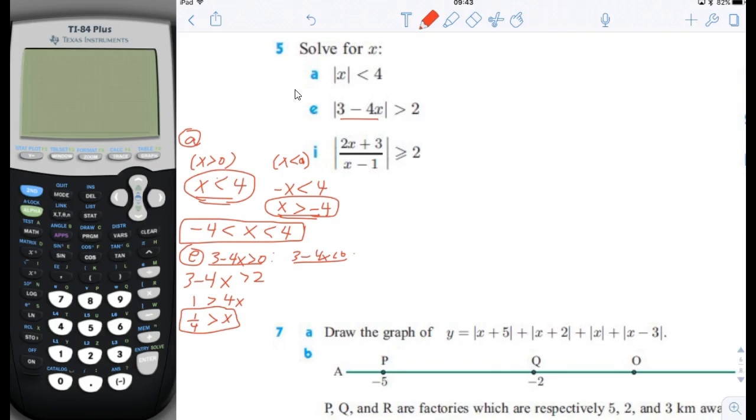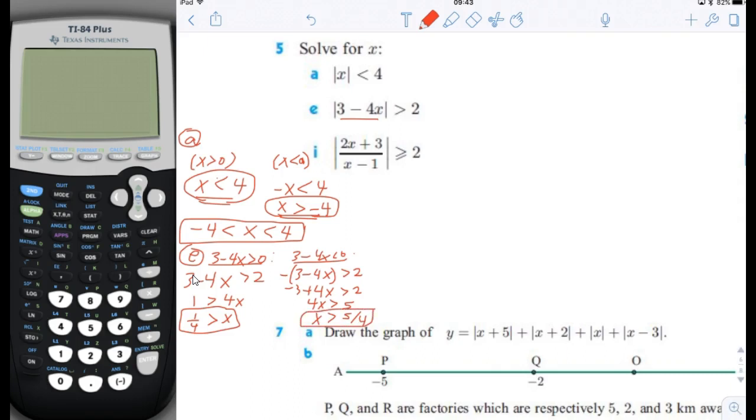And then for this one here, we'll have the absolute value sign is doing something because the inside of the absolute value sign is negative. So it takes the opposite of what's there. And then, let's see, -3 plus 4x is greater than 2. 4x is greater than 5. X is greater than 5/4.